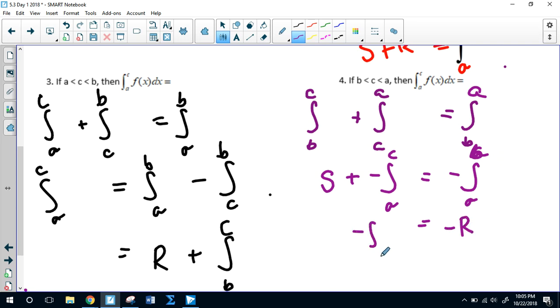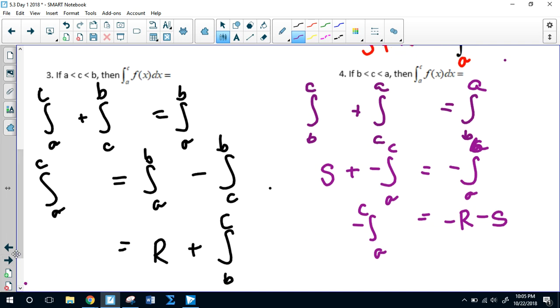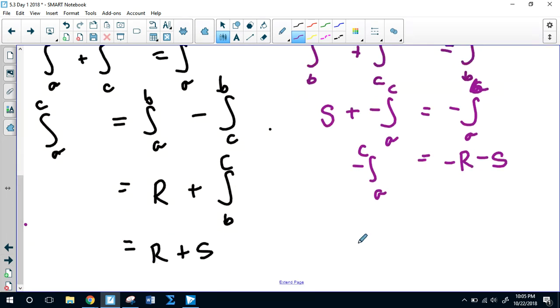And I am going to leave my negative a to c on the left side and subtract this s. So it's equal to negative r minus s. But I'm going to divide by a negative so that the integral from a to c, that's right, you guessed it, is r plus s.